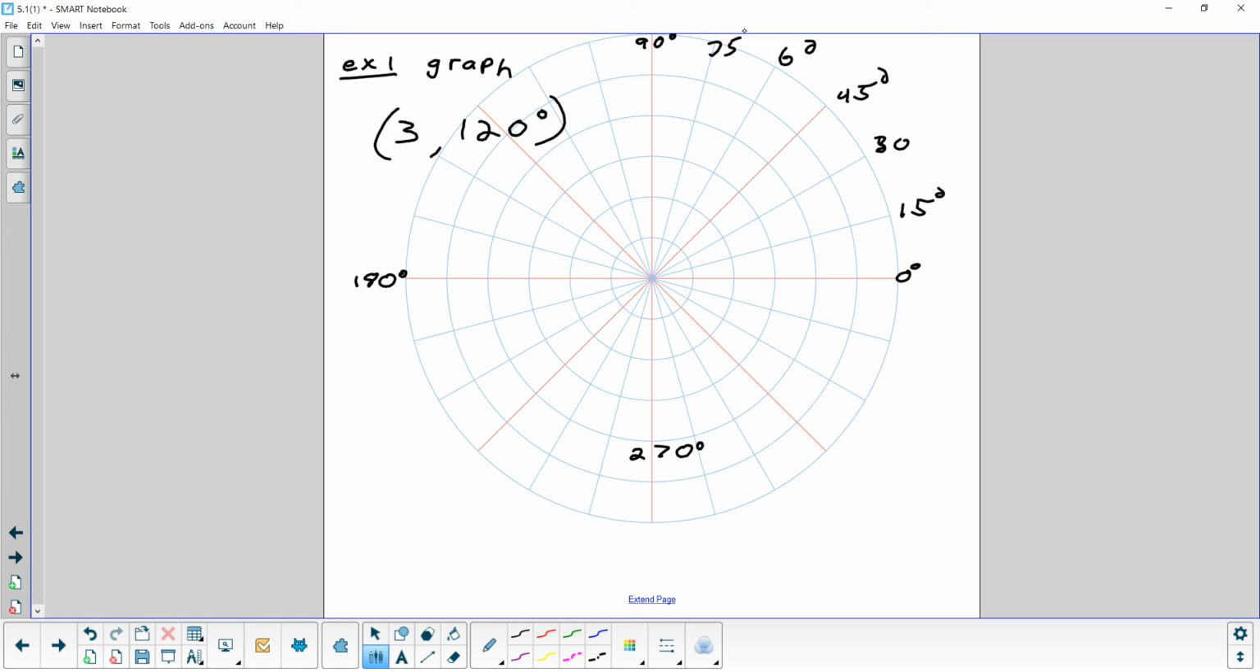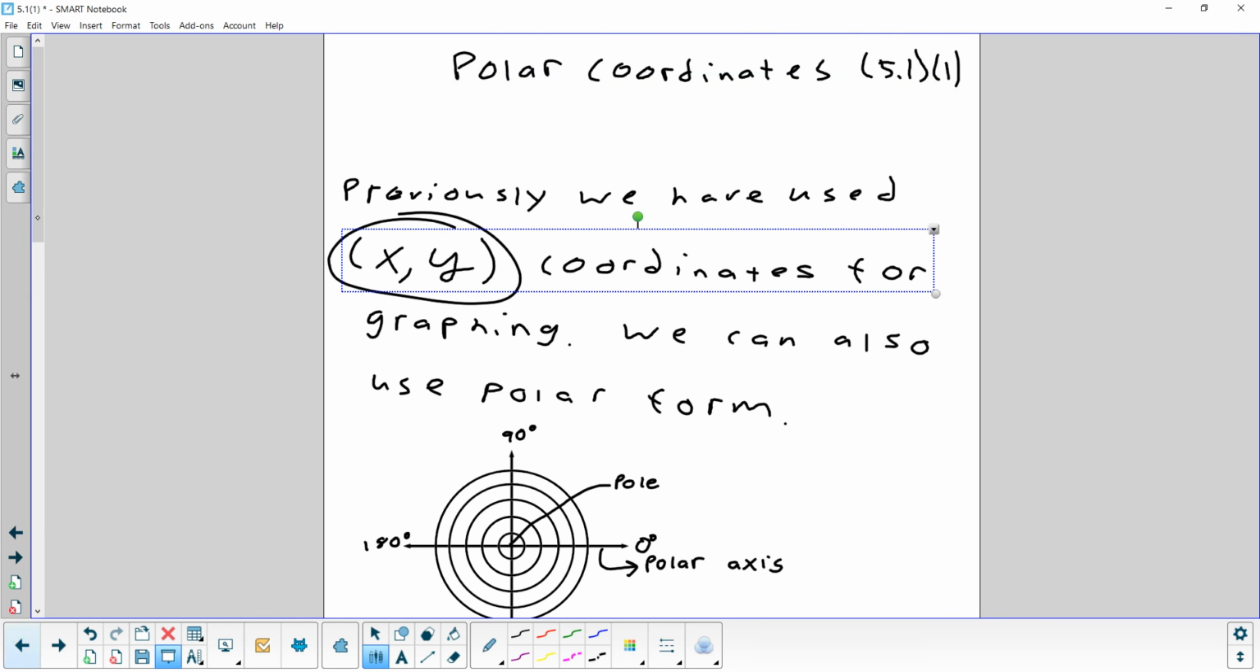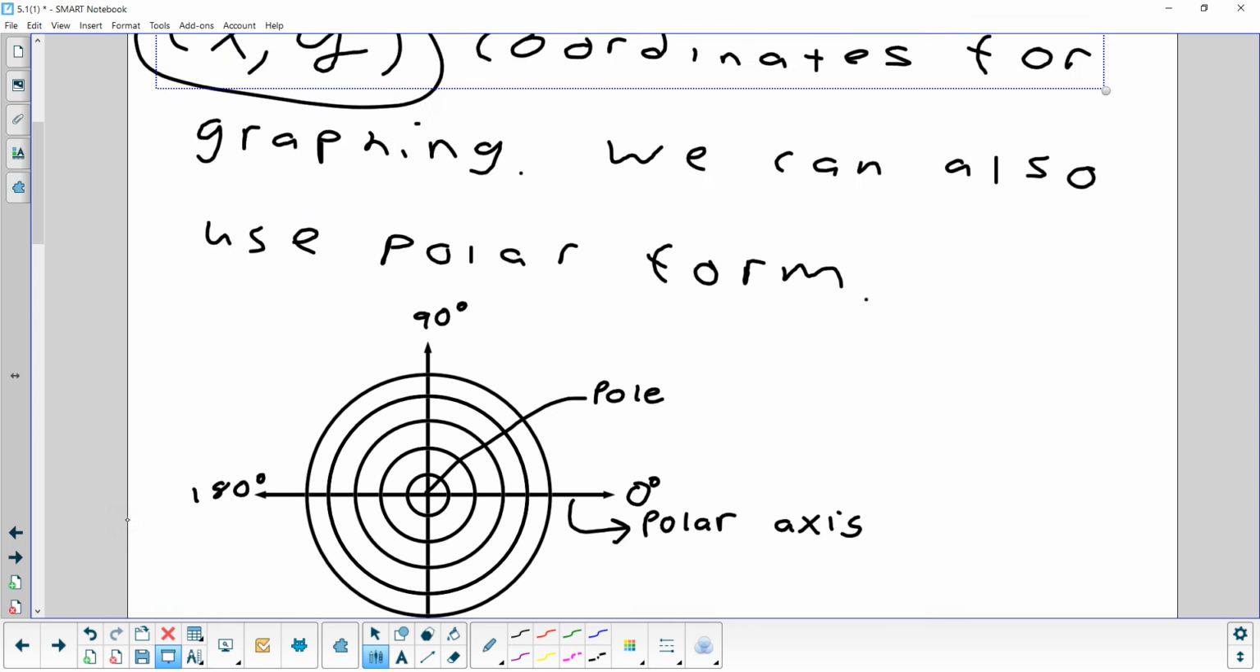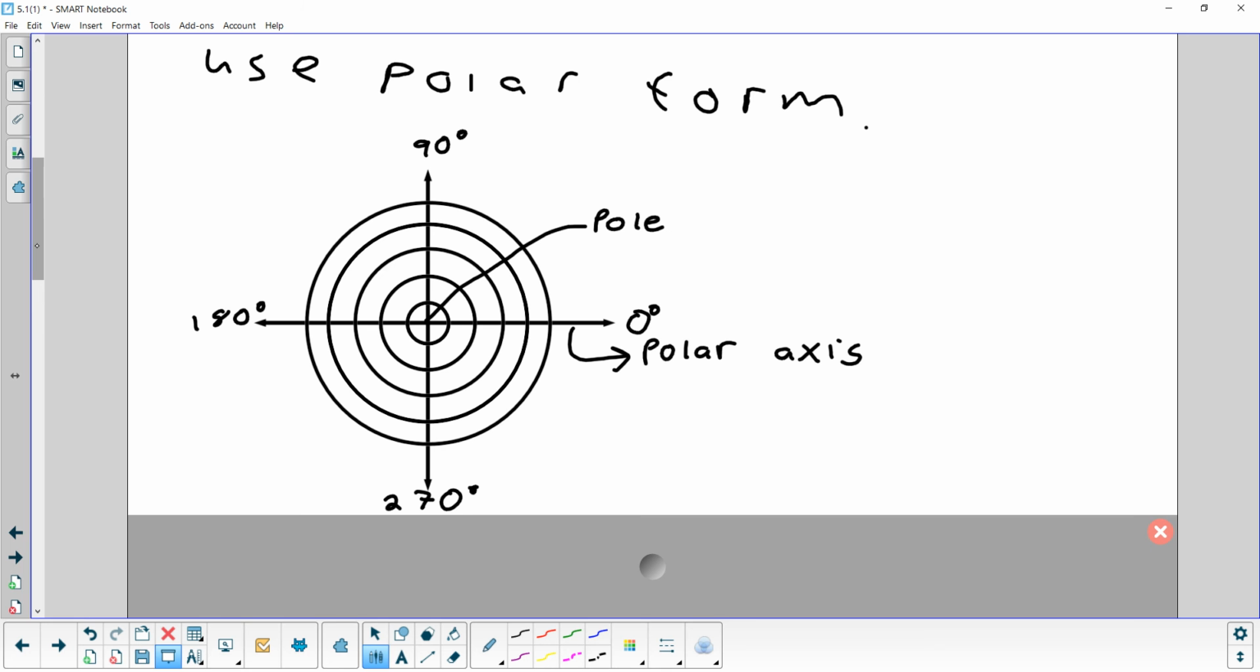And you'll notice when you write a coordinate, there are 2 parts to it, just like a coordinate in an XY system. We'll talk about what each part means right now. They generally call the horizontal axis the polar axis. And they call the center the pole. You can also call it the origin, but a lot of times they call it the pole.